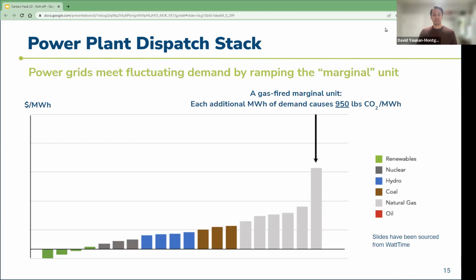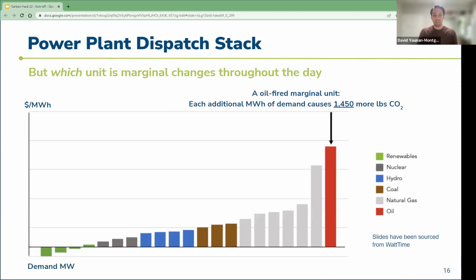It's the unit that would ramp up in order to meet new demand at a specific place and time. And so the marginal emissions rate represents how emissions would change if you make that change on the grid, and they're tied to that marginal unit or marginal units. In this case, you're looking at a gas-fired unit. Each additional megawatt hour of electricity use causes 950 pounds of CO2 to be emitted. Next slide.